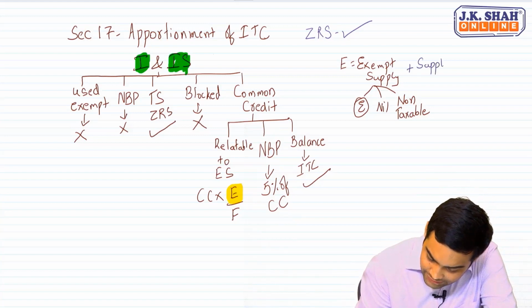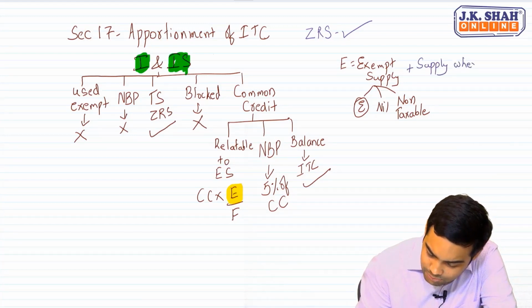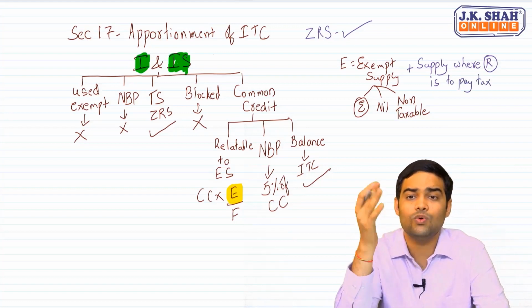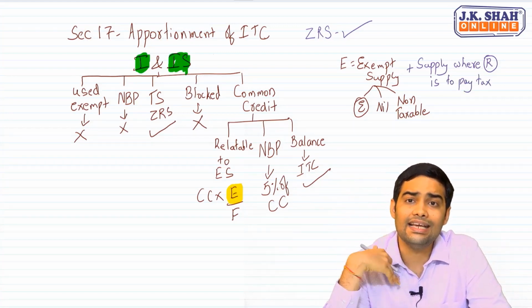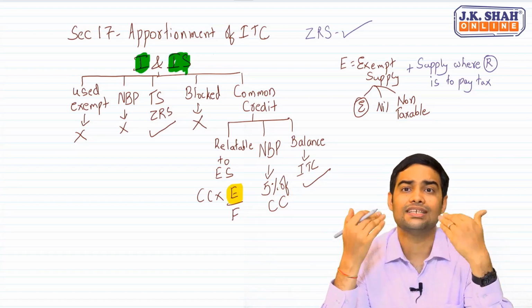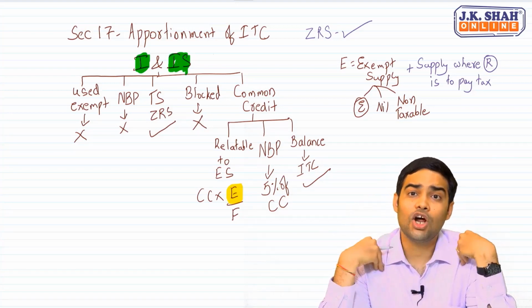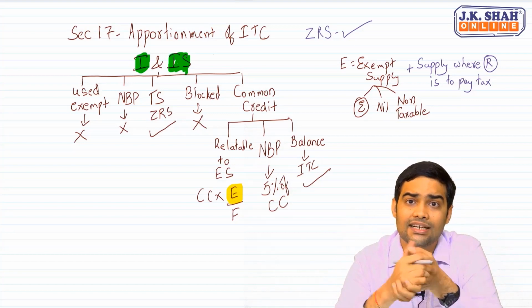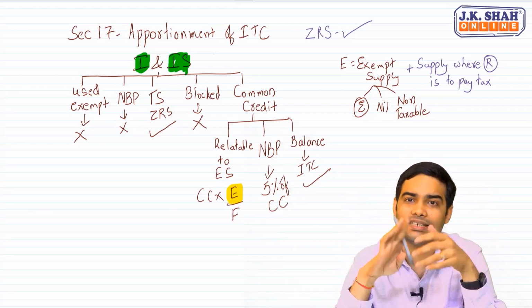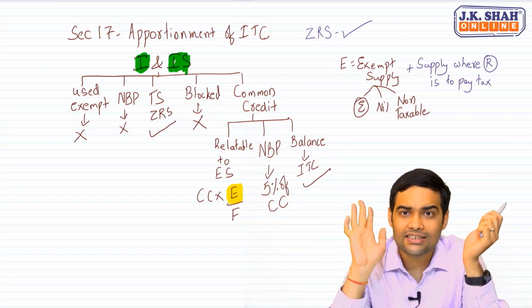Then it covers supply where recipient is to pay tax. That means a case where the recipient would be required to pay tax and I as a supplier will consider that particular portion as E, because I am not discharging output tax on that. Government says consider it as E. Simple example. GTA to unregistered person.